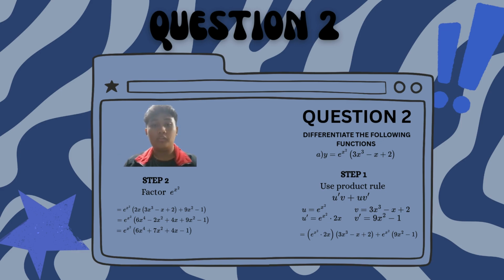Step 2, we must factor out e to the power of x to the power of 2, and then we will get e to the power of x to the power of 2 times 2x times 3x cubed minus x plus 2 plus 9x squared minus 1. And then we will expand 2x. We will get e to the power of x to the power of 2 times 6x to the power of 4 minus 2x squared plus 4x plus 9x squared minus 1. And then the final answer we will get e to the power of x to the power of 2 times 6x to the power of 4 plus 7x squared plus 4x minus 1.